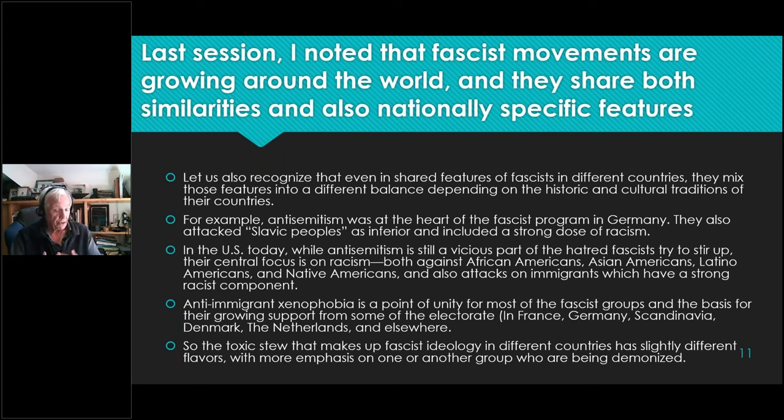Anti-immigrant xenophobia is a point of unity at the current moment internationally for most of the fascist groups around the world, in France, in Germany, in Scandinavia, Denmark, the Netherlands, and elsewhere. They're particularly focused on attacks on immigrants, on what they call re-migration, which is a nicer word than deportation. So we need to recognize that we have to fight racism, the anti-immigrant xenophobia, and anti-Semitism, and also recognize that the racism against African Americans in particular is a central part of the fascist movement in this country.